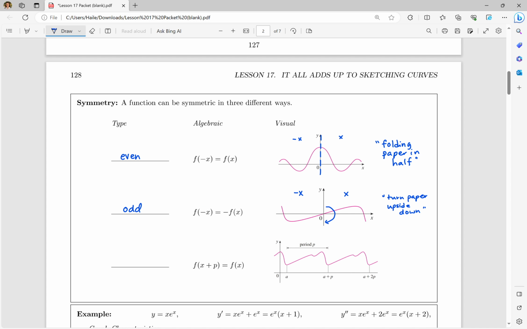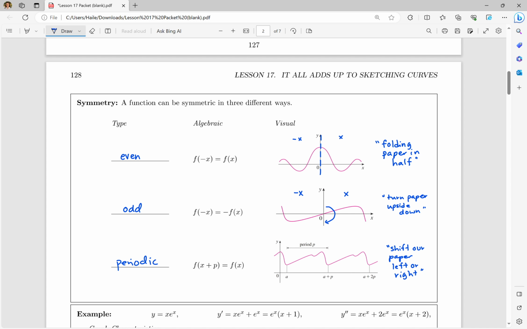And the last type of symmetry you might see, you've probably seen this one before, you probably just didn't realize it. So this one is if we shift our paper left or right, and we get the same graph. So these types of functions with this symmetry, where we take the function, shift it down the page, and it keeps looking the same, we call periodic functions. And so now you're probably like, oh yeah, trig functions.